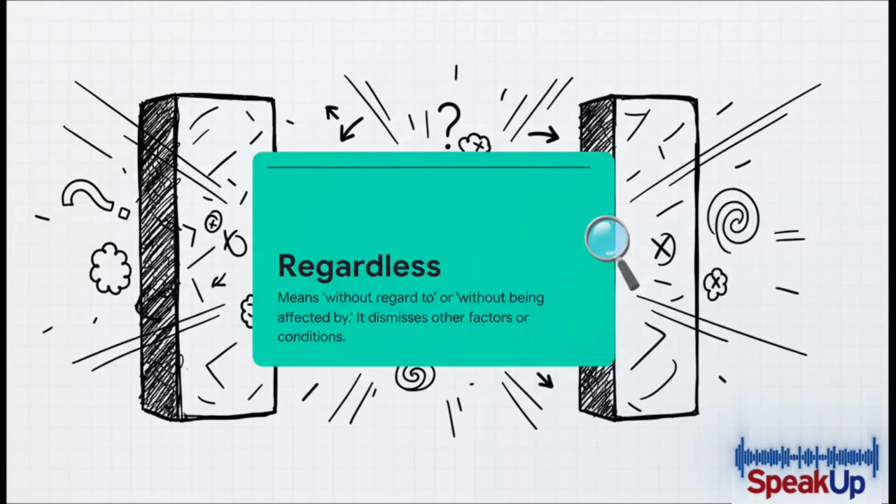Regardless, however, is totally different. It means something is true no matter what other factors are involved. It kind of pushes everything else aside. Like when you say, I'm going for a walk regardless of the rain. It means the rain doesn't matter, you're going anyway.